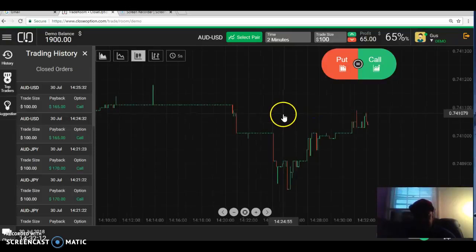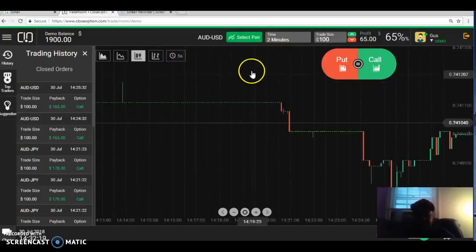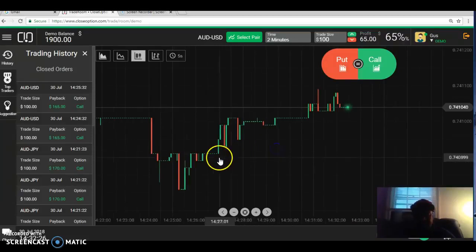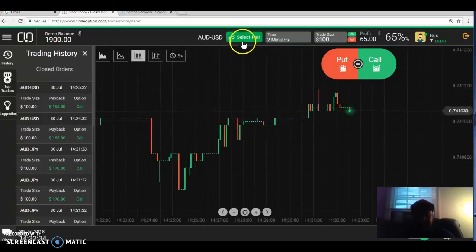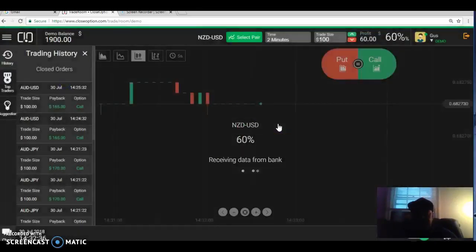What I see here is I'm basically looking at these candles. These are 5-second candles, so they're a little bit different than your traditional, I guess, 1-minute candles or five-minute candles. They tend to go sideways here because they're only 5 seconds. So let's go check out a different currency pair.